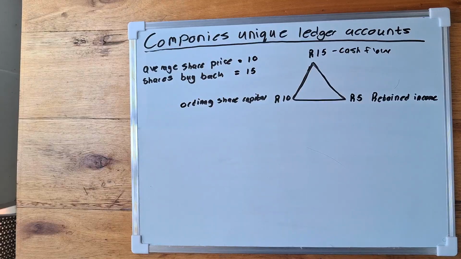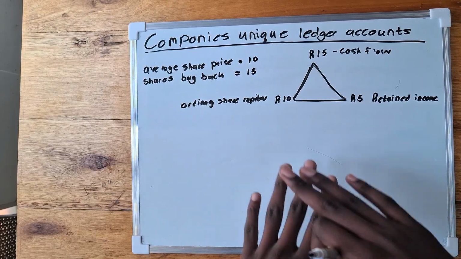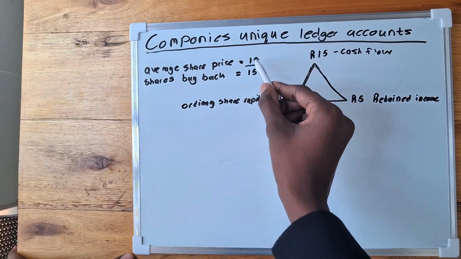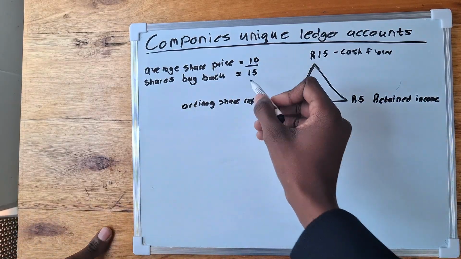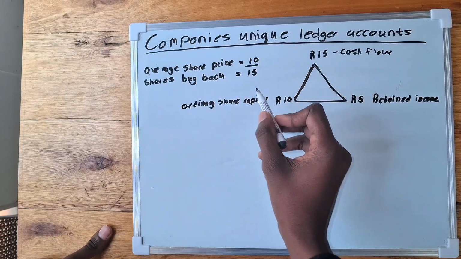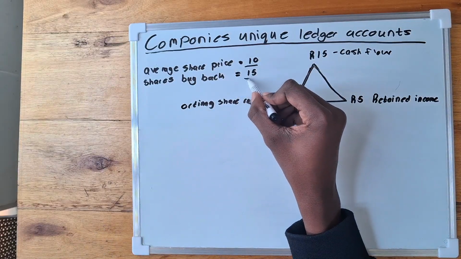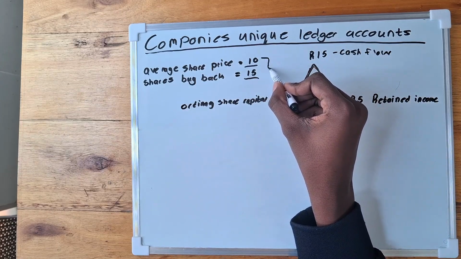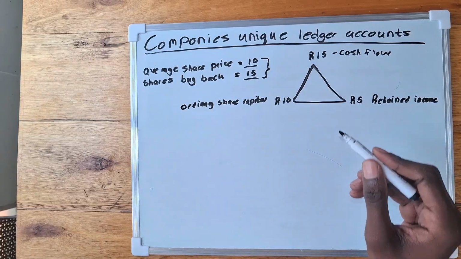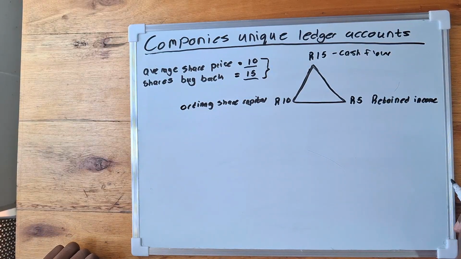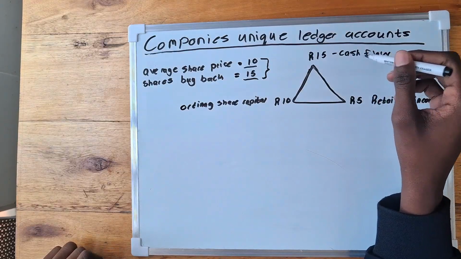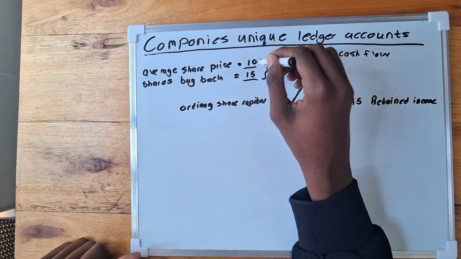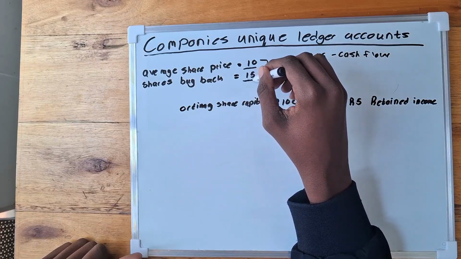Before we get into the ledger account, you must first know what this is. First of all, here we have our average share price, which is 10 rands. This is just a hypothetical example. Our average share price is 10 rands, and our share buybacks are 15 rands. We must know exactly where this money is distributed. Later in this accounting bootcamp, we will be teaching you about cash flow, the cash flow statement and all of that. The value of the share is 10 rand, but we buy it back for 15 rand.